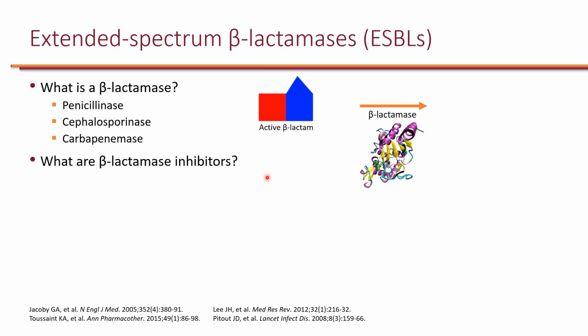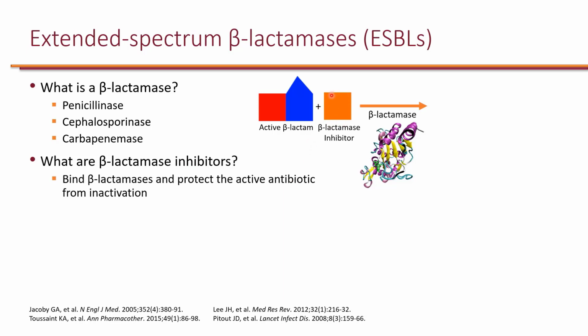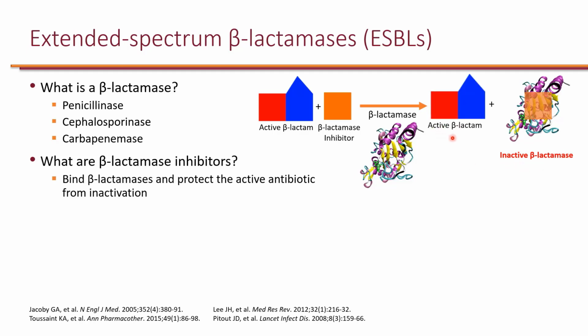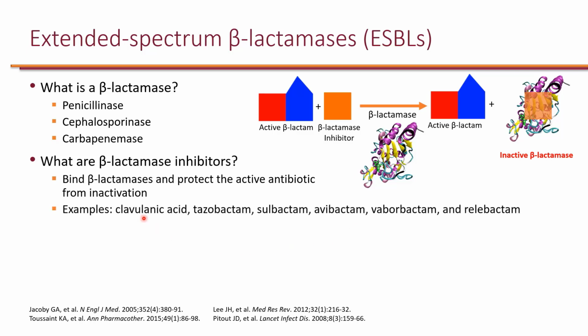Beta-lactamase inhibitors are essentially compounds that look like a beta-lactam ring, so that they have affinity for these enzymes that bacteria make. By binding to the beta-lactamase, the inhibitors make it inactive, so that these beta-lactamases can no longer inactivate the actual beta-lactam, and the beta-lactam can remain active and kill the bacteria. And we have quite a few of them on the market now: clavulanic acid, tazobactam, sulbactam, avibactam, vaborbactam, and more recently, relebactam.